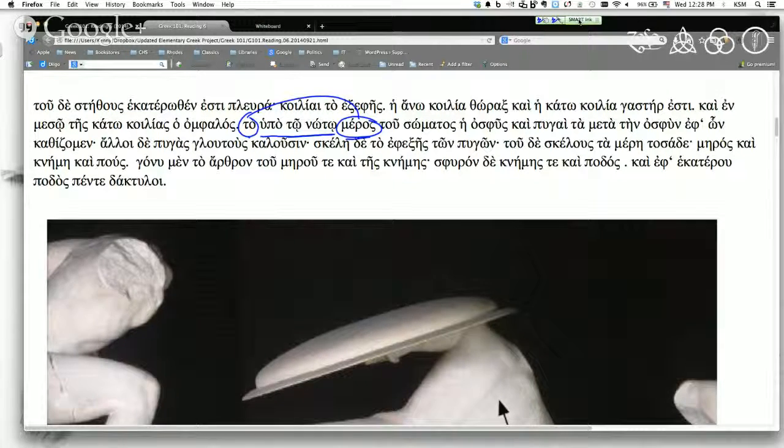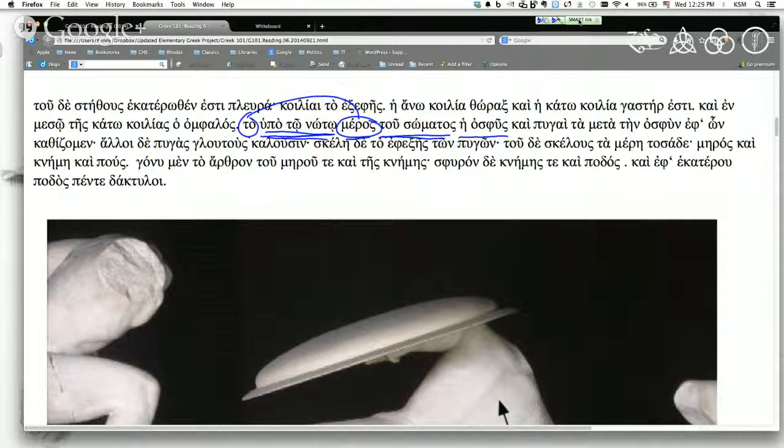To meros, the part. Hupo toi notoi, the part below the back. Kalos. And to meros tou somatos, of the body. Panta ta mera esti tou somatos. The body. So the part below the back of the body, since it's tou, of the body, huh? Very good, excellent. So the part of the body, the part below the back.